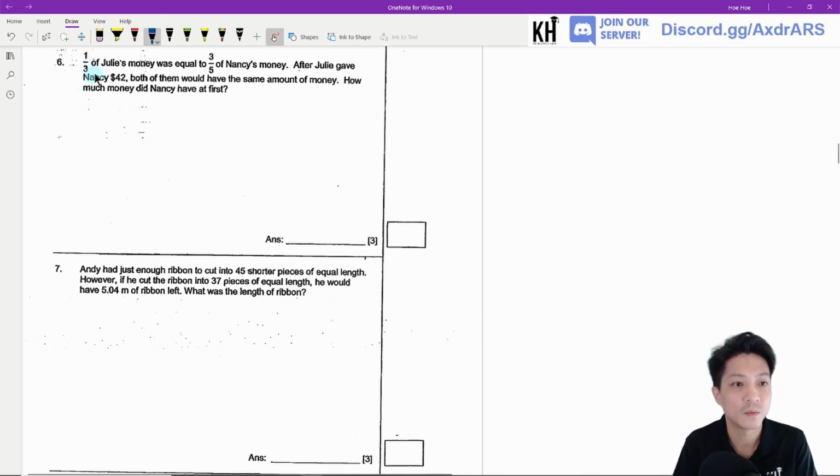Question 6. One third of Julie's money was equal to 3/5 of Nancy's money. After Julie gave Nancy $42, both of them would have the same amount of money. How much money did Nancy have at first?